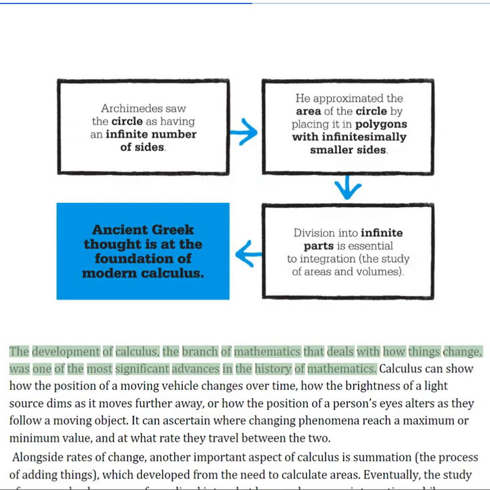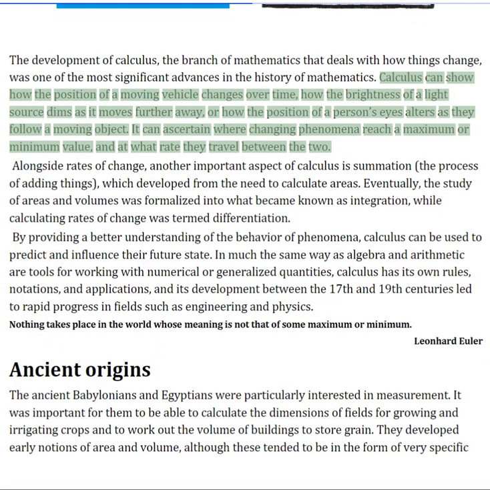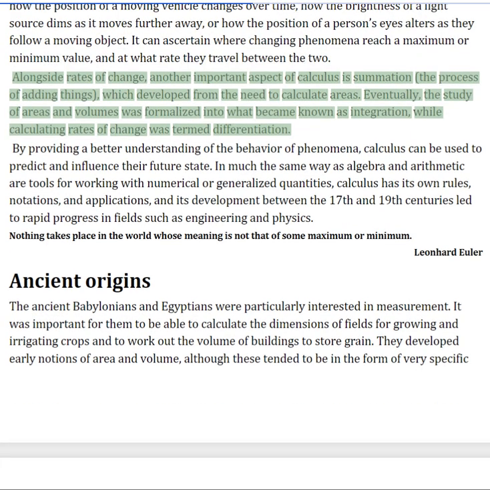The development of calculus, the branch of mathematics that deals with how things change, was one of the most significant advances in the history of mathematics. Calculus can show how the position of a moving vehicle changes over time, how the brightness of a light source dims as it moves further away, or how the position of a person's eyes alters as they follow a moving object. It can ascertain where changing phenomena reach a maximum or minimum value, and at what rate they travel between the two. Alongside rates of change, another important aspect of calculus is summation, which developed from the need to calculate areas.